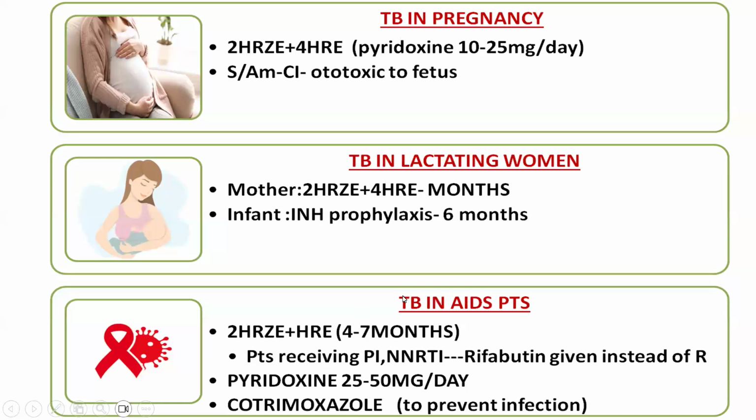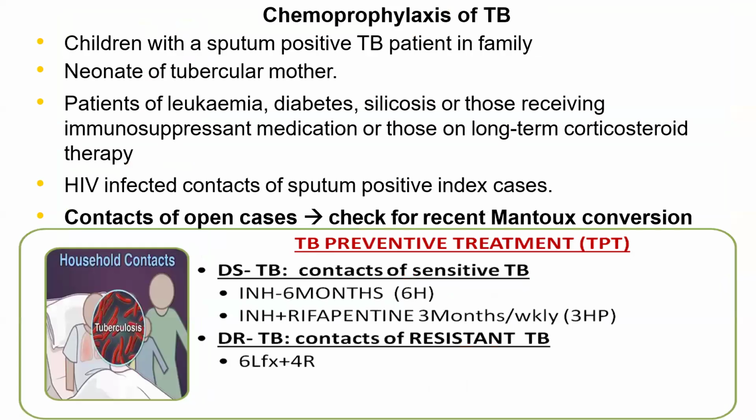And AIDS patients also same, but the only thing you have to remember is, because AIDS patients are taking TB drugs along with HIV drugs, rifampicin is an enzyme inducer. So replace rifampicin with rifabutin. Since rifampicin is an enzyme inducer, in AIDS patients you have to replace rifampicin with rifabutin. Okay. So this is an AIDS patient. So for all, the same regimen only.